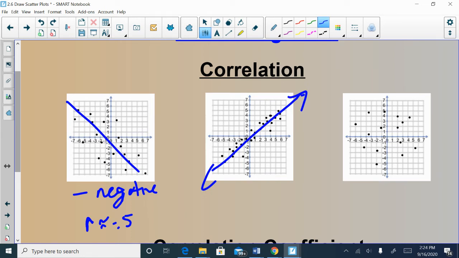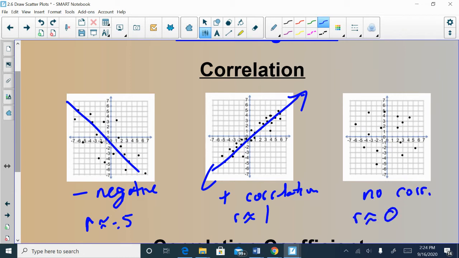This one, though, would be positive correlation, and this would be an R value of closer to +1 because our line of best fit is a much better indicator. It's not going to be probably all that close to 1, but it's still going to be closer to 1 than something like 0.5. And this one here looks like no correlation, and that would be an R value of close to 0.